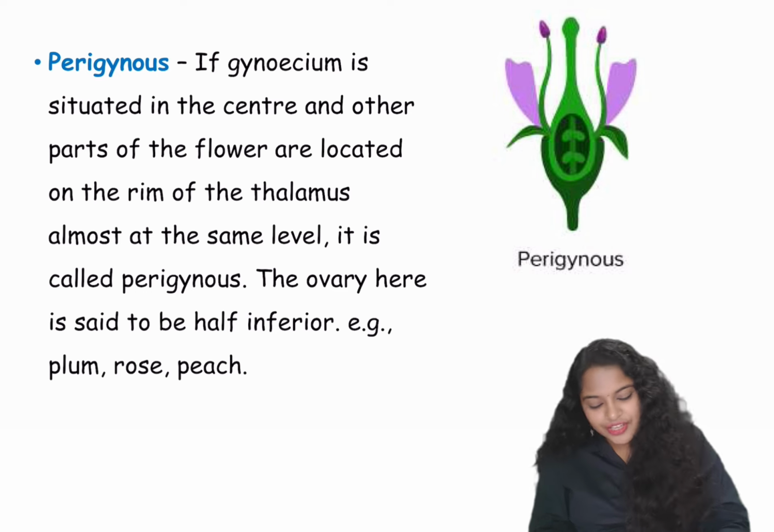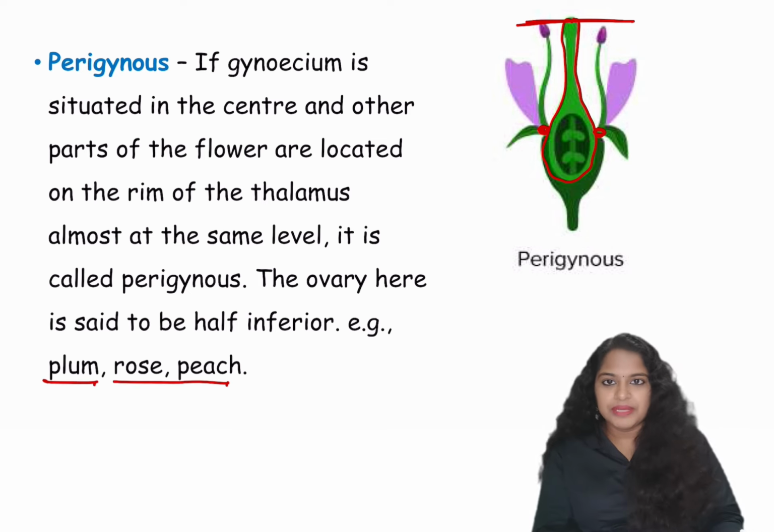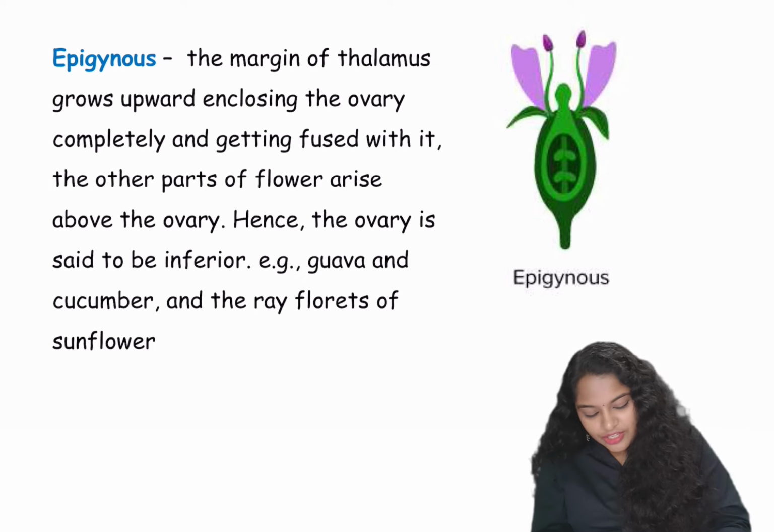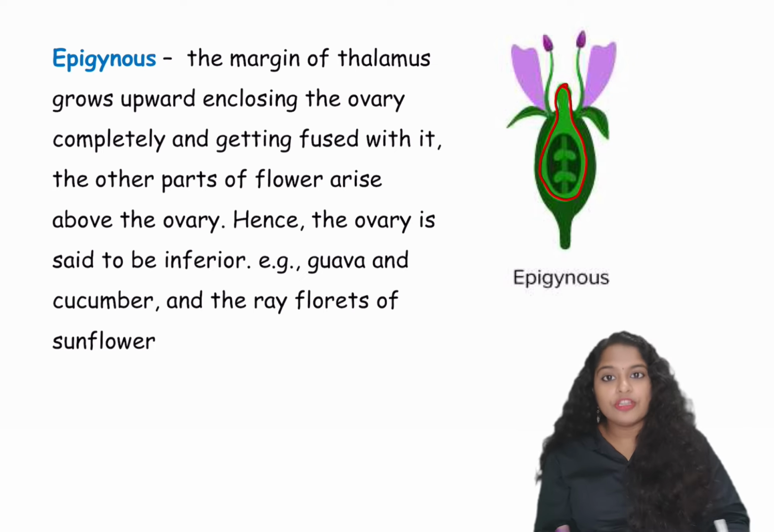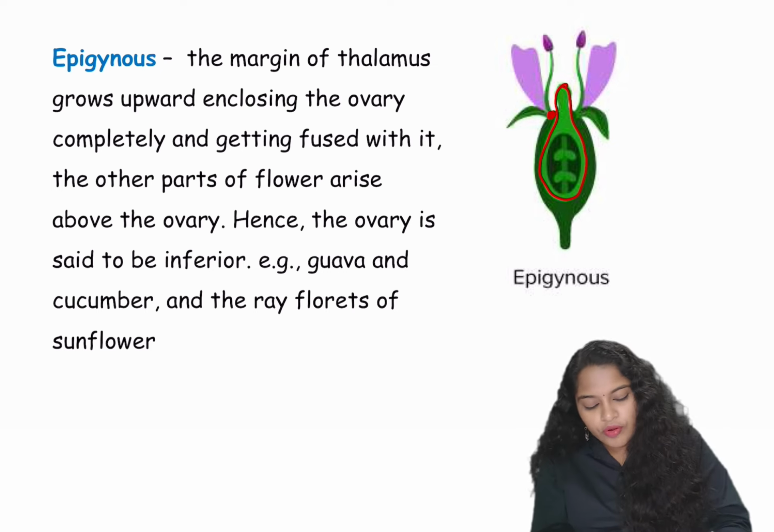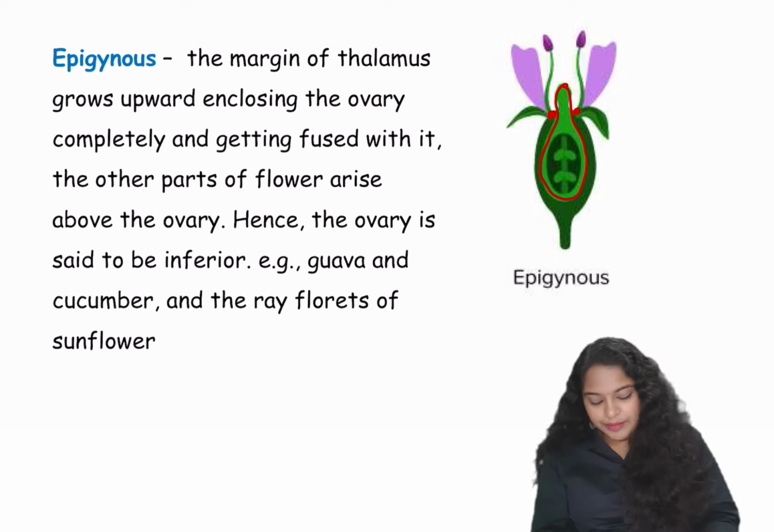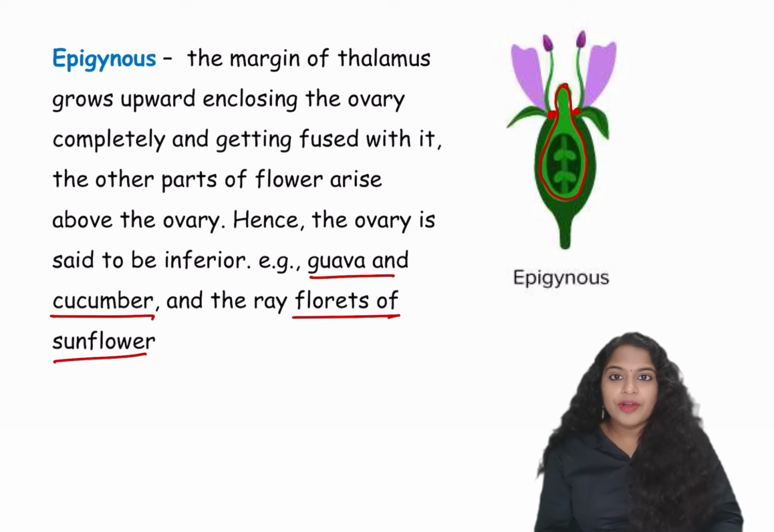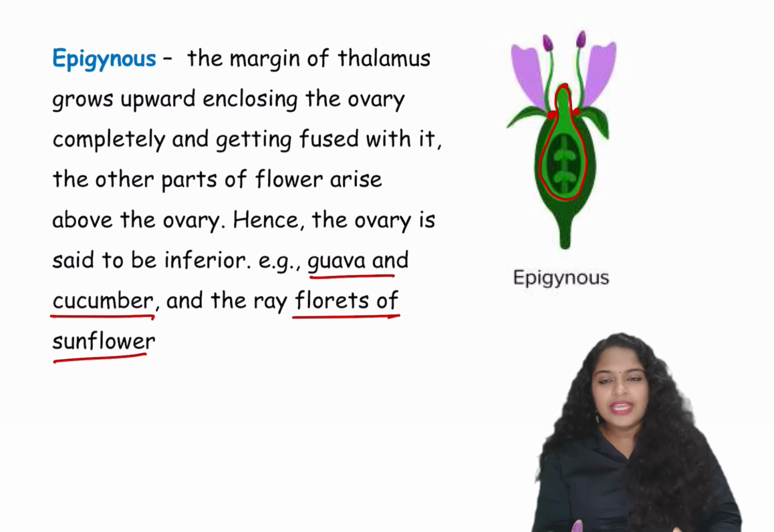Next is perigynous. You can see here the gynoecium occupies the center position and the other parts are located on the rim of the thalamus, and that too at an equal or the same level. So examples are plum, rose and peach. Next is epigynous. So here you can see the gynoecium is found within the thalamus or fused with the thalamus, and all other floral parts are found above it. Examples are guava, cucumber and ray florets of sunflower. The hypogynous type of flowers have a superior ovary. The perigynous have a half inferior type of ovary, and epigynous have the inferior ovary.